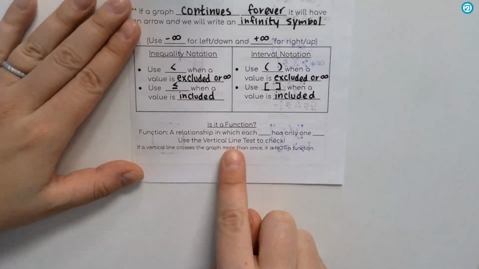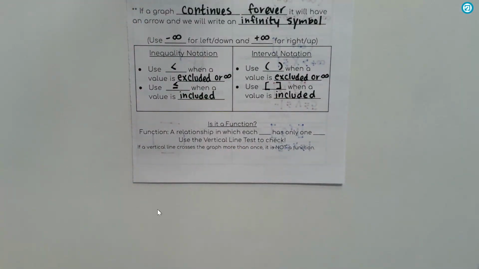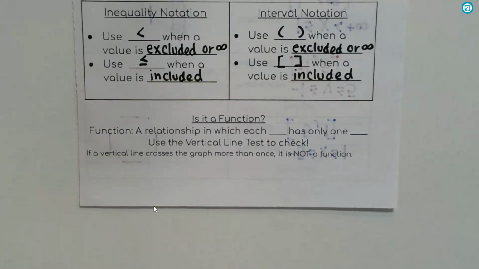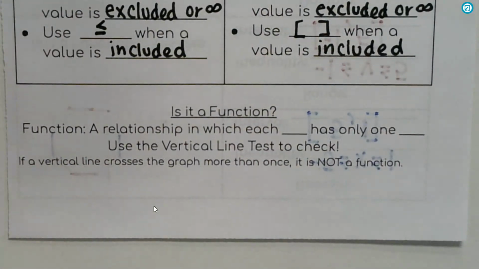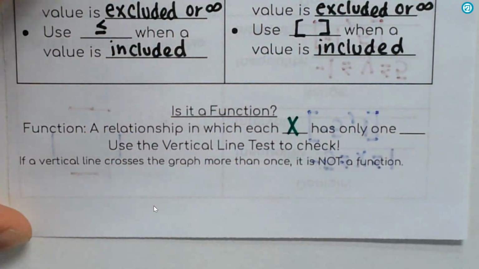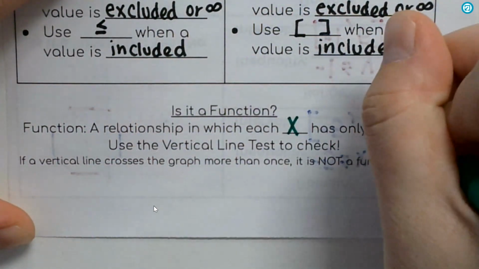We've got one more thing to talk about right here, which is the is it a function. So this entire unit is about functions. Almost everything we're going to see is a function. Today and tomorrow we'll see some stuff that's just relations, and we're going to identify whether it's a function or a relation. So a function is a relationship in which each x value has only one y value.